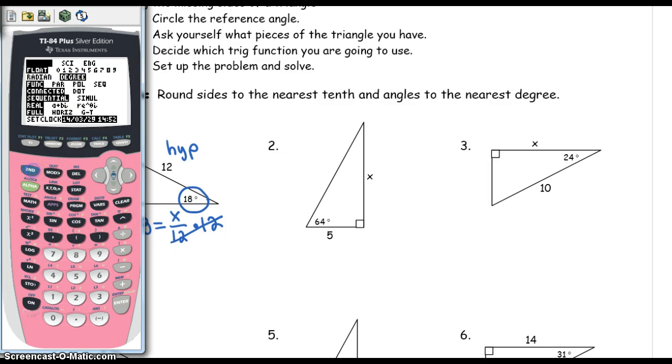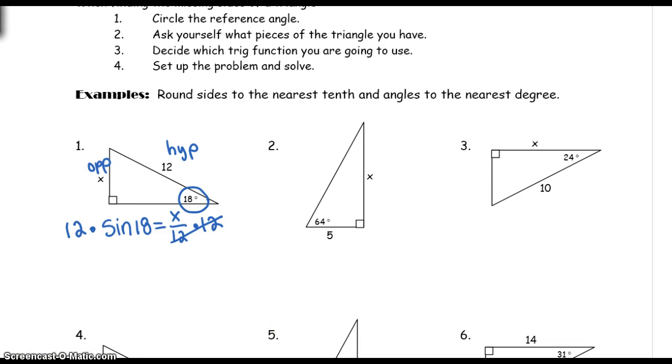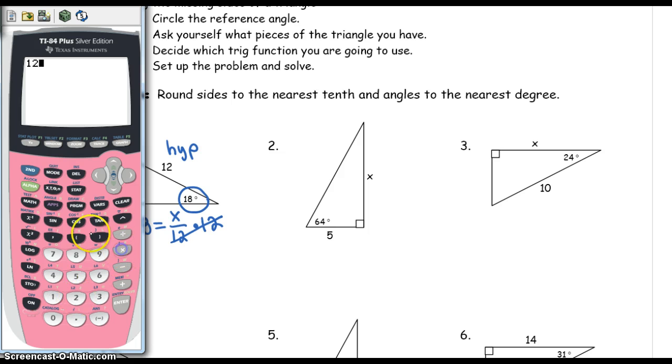Okay, see how mine's in degrees? And then we're going to do 12 times the sine of 18. And when we do that, we have 3.708 and so on.